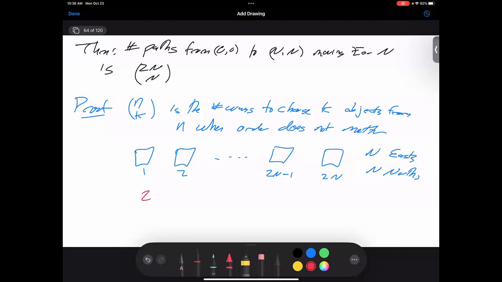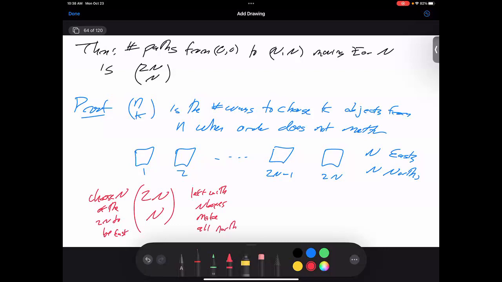So there's 2n boxes, and we first choose n of them to be east. Choose n of the 2n to be east. We're now left with n boxes, make all north. How many ways can you choose n boxes from n to all be north? 1. And if you want to write 1 in a fancy way, there were 2n choose n ways to choose n boxes from 2n. It's just n choose n.